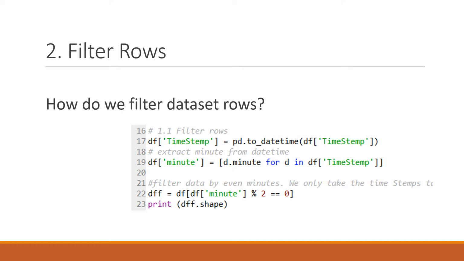First, we convert the time column to datetime and extract the minute value from it. Then we only take the rows whose minute is even. This is, we eliminate the rows with odd minute and show again the dimensions of the database.